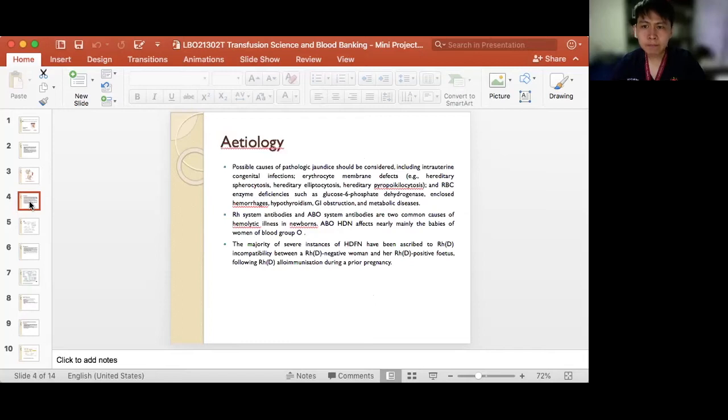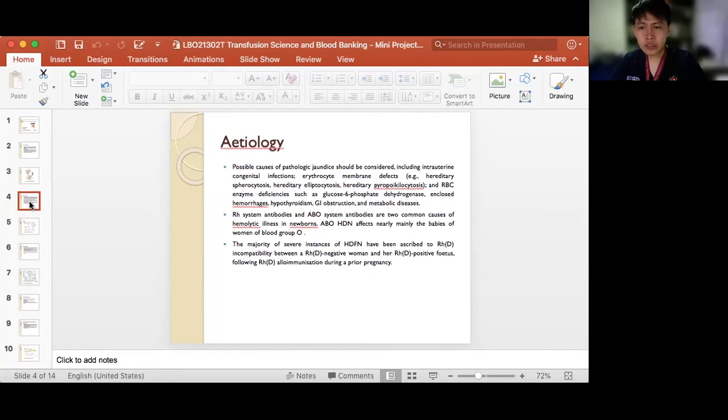Now, etiology. Possible causes of pathological jaundice should be considered, including intrauterine congenital infections, erythrocyte membrane defects such as hereditary spherocytosis or hereditary elliptocytosis, even hereditary pyropoikilocytosis, and RBC enzyme deficiencies such as G6PD, and also hemorrhages, hypothyroidism, GI obstruction, and metabolic diseases.